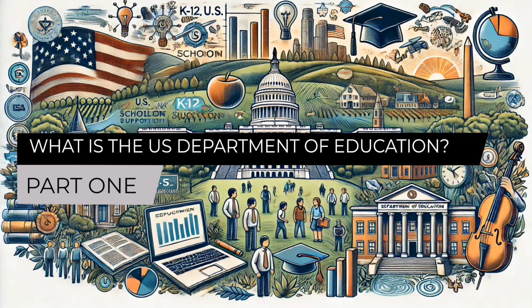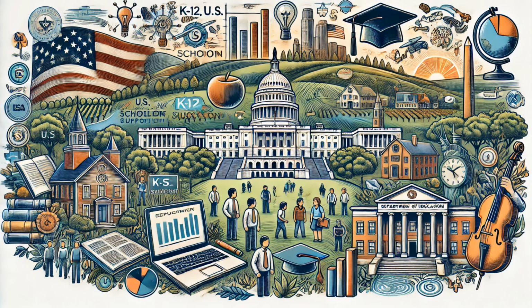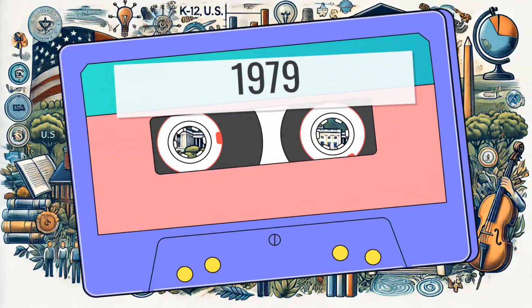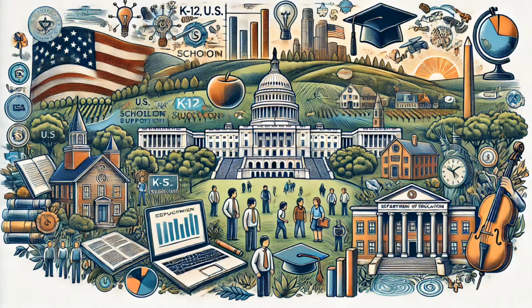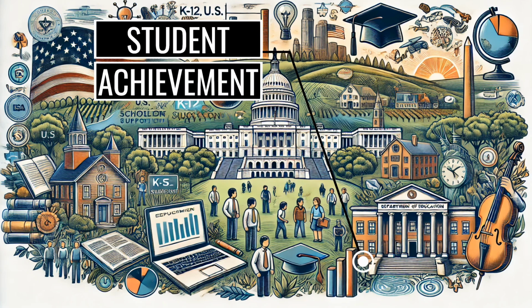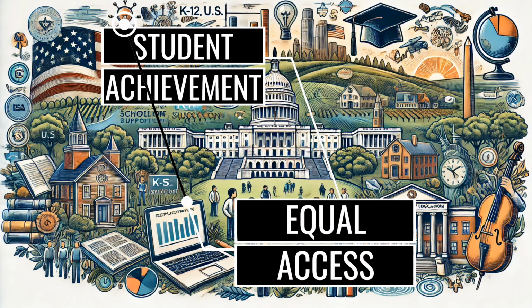Part 1. What is the U.S. Department of Education? The U.S. Department of Education is a federal agency that was established in 1979 under President Jimmy Carter. It became operational in 1980. The department was created to promote student achievement and to ensure equal access to education.